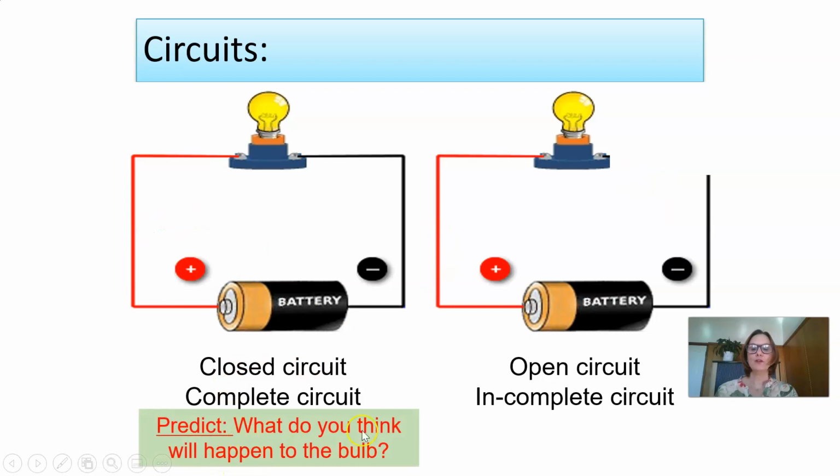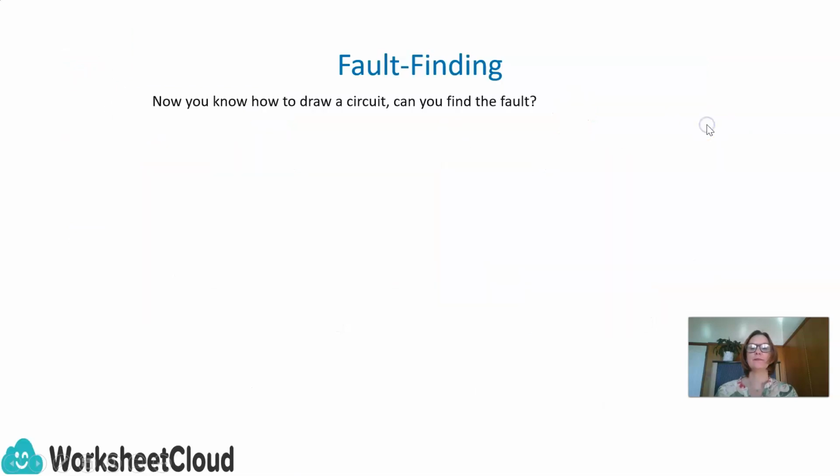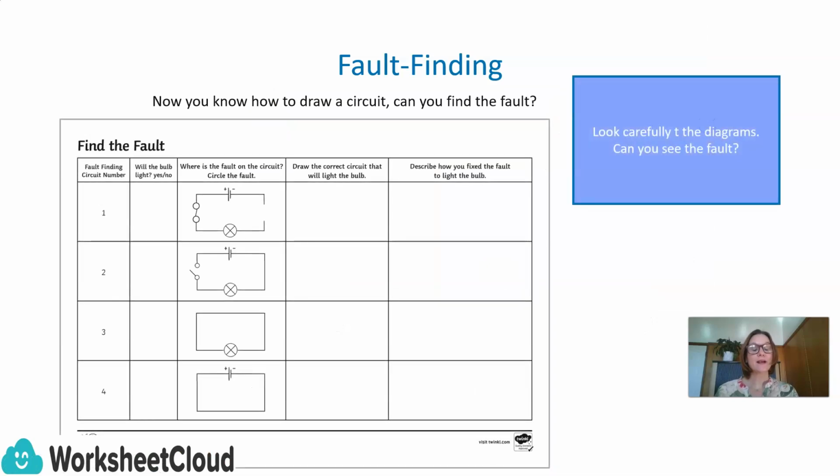So over here, what do you think will happen to this bulb over here? And what do you think will happen to this bulb over here? This one will glow, this one will not. Very simple. Now you know how to draw a circuit. Let's take a look at some diagrams and see if we can find the fault.